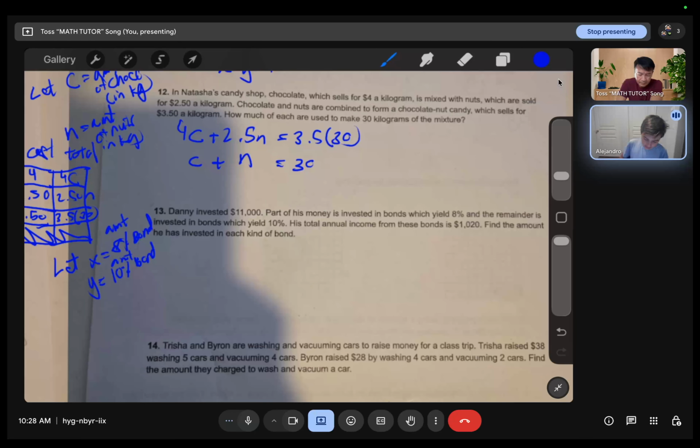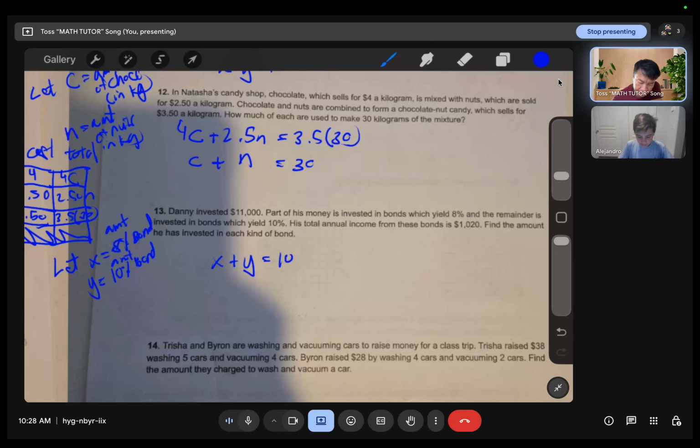So I would set it up like, wait, let me think. Okay. I would do X plus Y equals 11,000. Yep, that's it. You got this. That's how much you're investing: you have two portions that you can split for the 8% and 10% bond out of this 11,000. Yep, that's right. Okay, what about the second one?